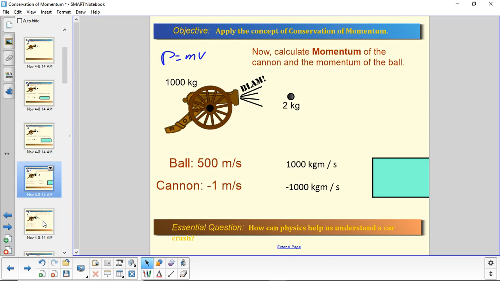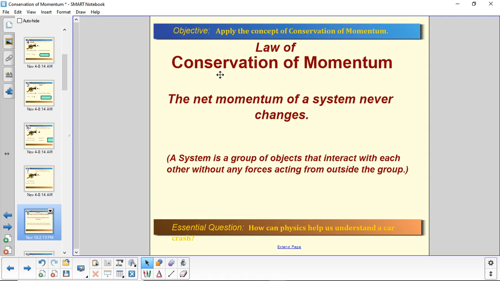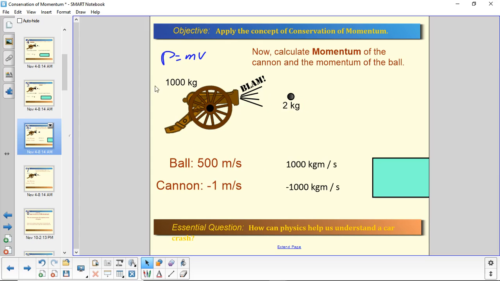What we see is that the momentum in this system was conserved. That's what the law of conservation of momentum says. It says that the net momentum of a system never changes. So the system was the gun and the ball. And before we fired the cannon, it had no momentum. And after we fired the ball, the momentum was conserved. The total amount of momentum was the same. That's what we mean by this word conservation. It means that the total amount never changes. And the total momentum of the system after we fired it was still the same.